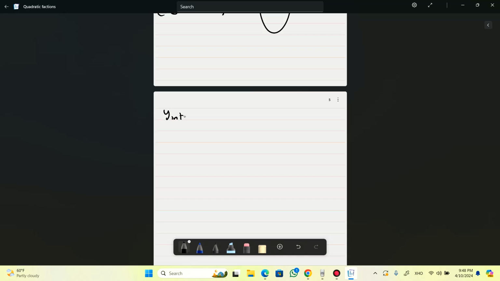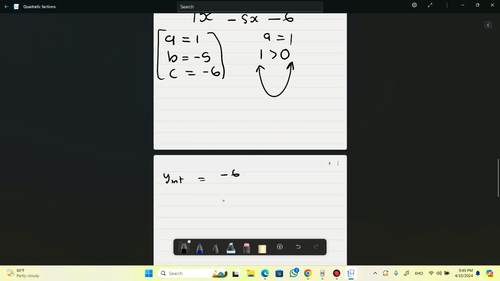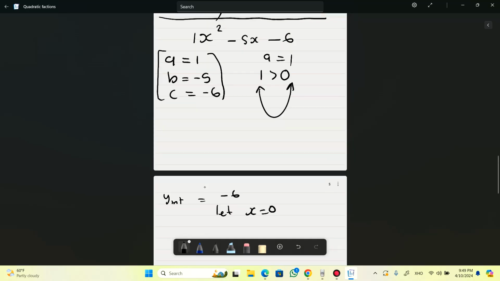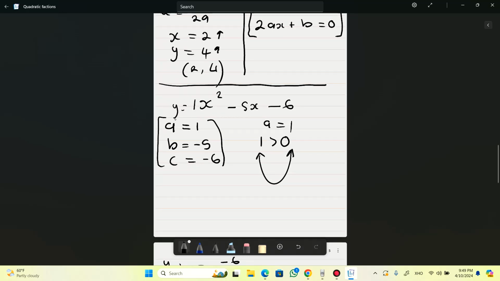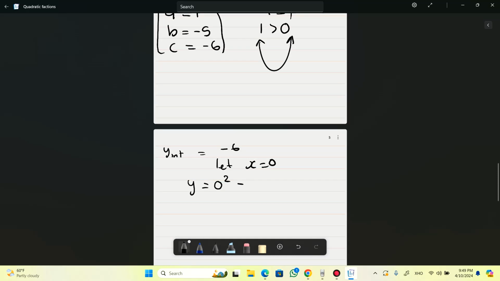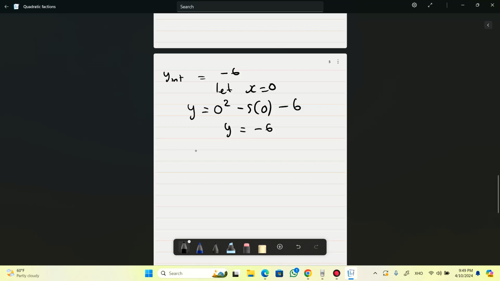Remember, my y-intercept is always given when we are given this equation here is negative 6, or you could say let x equal to 0. Therefore, let's say this is y. Therefore, my y will be equal to, if I let x equal to 0, therefore I'll have 0 squared minus 5 times 0 minus 6. Now if you put this in a calculator, you will get y equal to negative 6. Therefore, this is my y-intercept here.